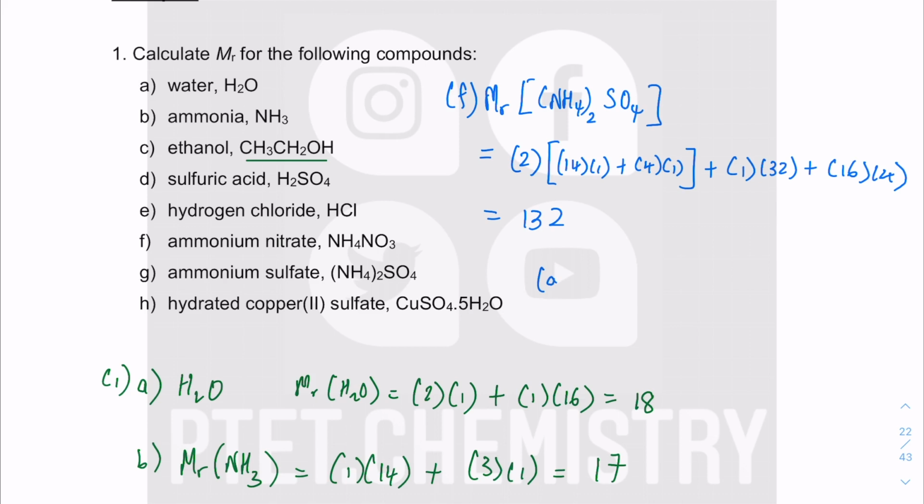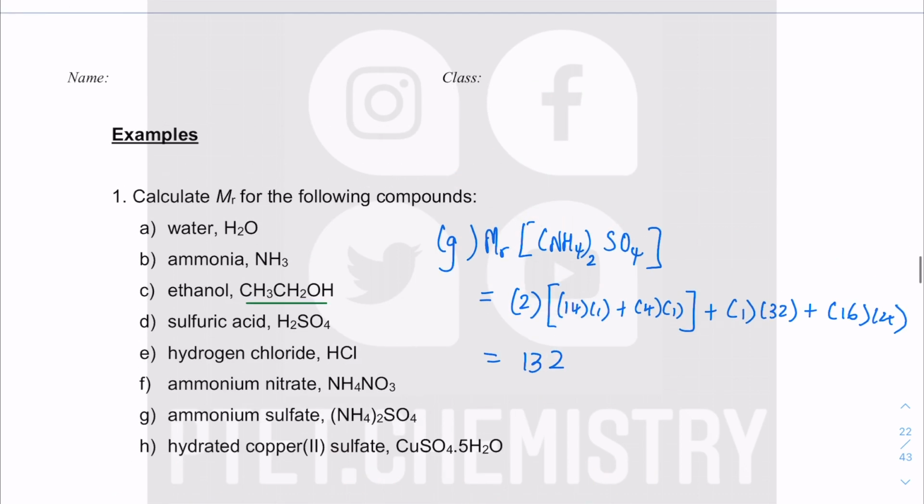Same thing with G, so you're gonna have ammonium. I think I did that for G, so that's actually G, so I need to find a space there to do F. So F is the simpler one, is NH4NO3, ammonium nitrate.